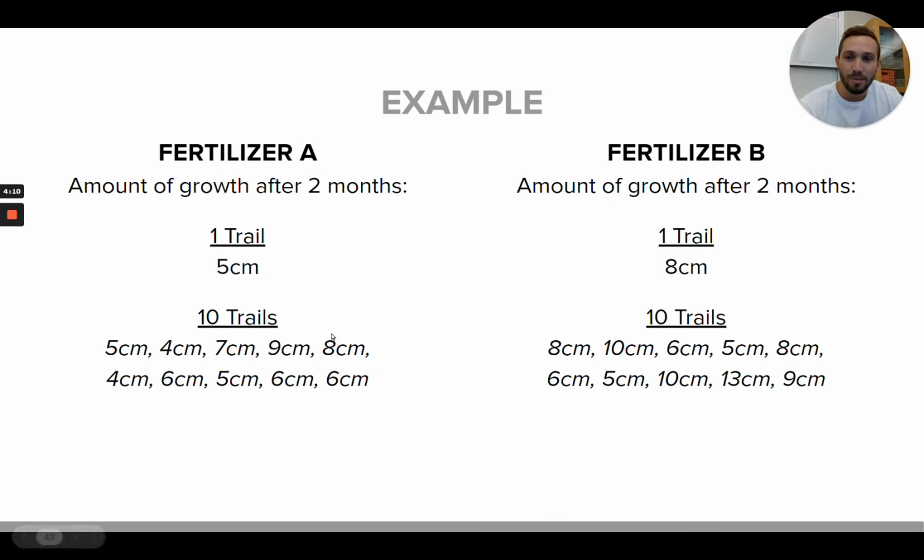You can look at all these numbers, and I don't know if that makes you think differently about anything. You might see some smaller numbers over here, maybe some larger numbers over here.